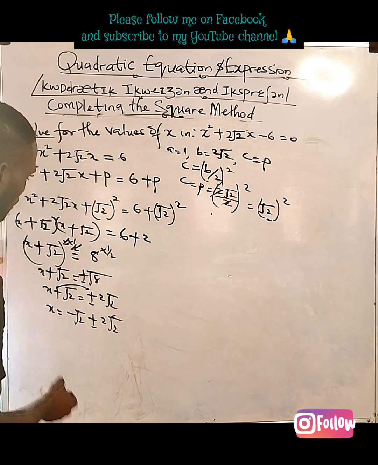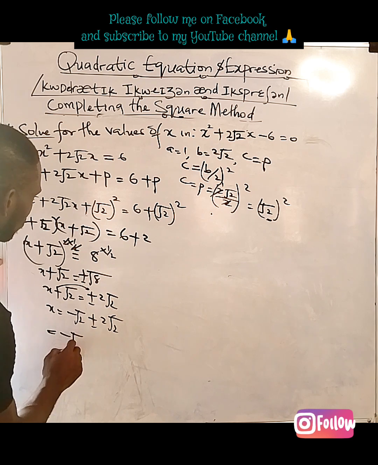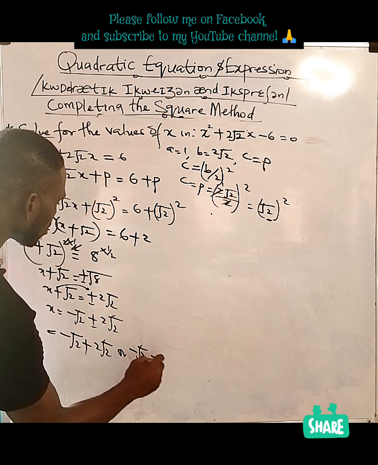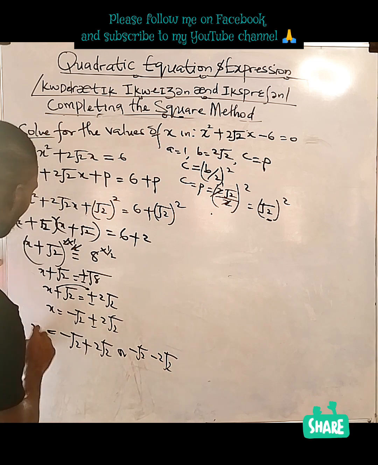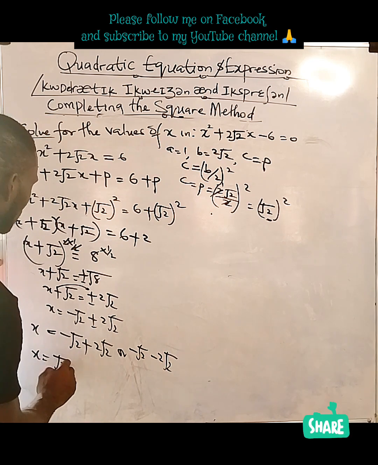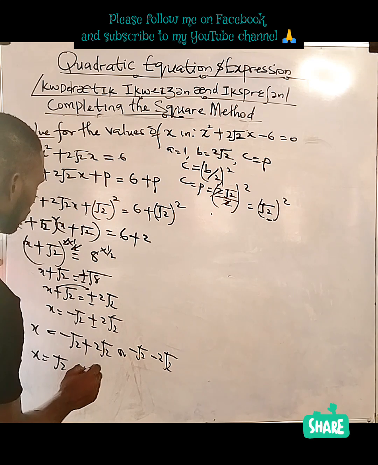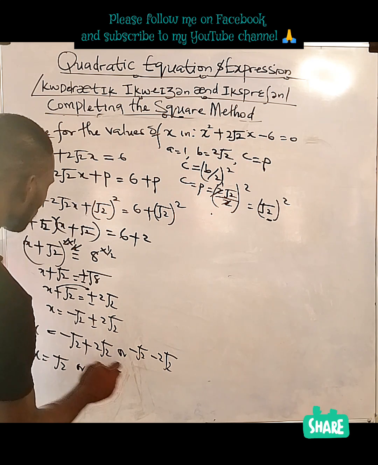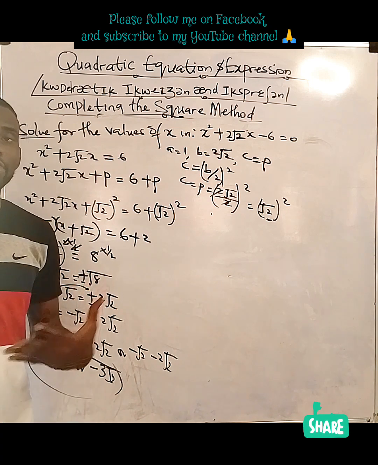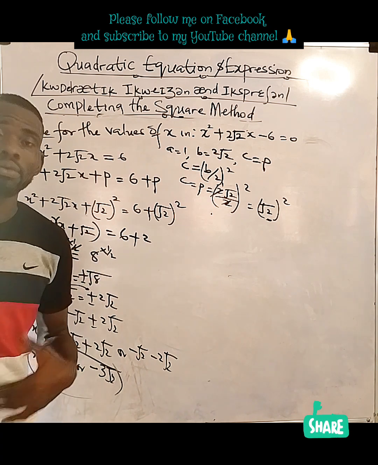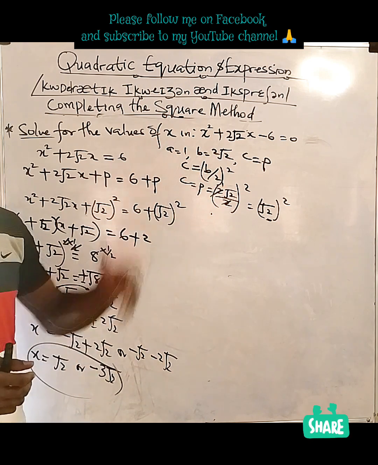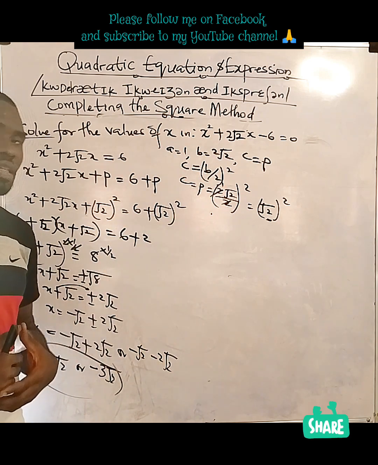So we're home already. That will be minus root 2 plus 2 root 2, or minus root 2 minus 2 root 2. So x is minus root 2 plus 2 root 2, which is root 2, or minus root 2 minus 2 root 2, which is minus 3 root 2. This is how we use the completing the square method to solve the quadratic equation. You can see how easy it is. It's very easy. We just quickly pulverized this Olympiad mathematics.